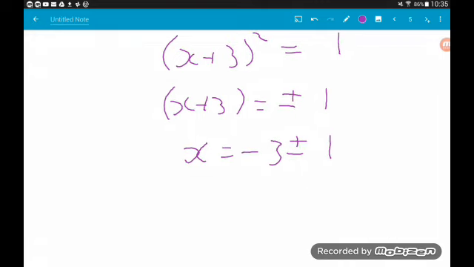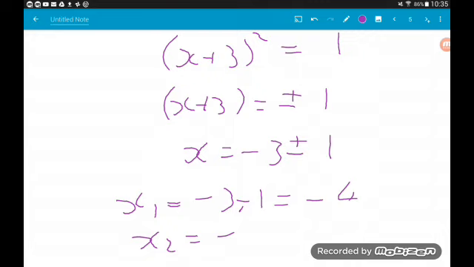So our first solution, x1, let's go minus 3 minus 1, it's going to give us minus 4, or x2 is going to be minus 3 plus 1, which is going to give us minus 2, which, as I said, we could quite easily have got that by factorising, but we're going to be practicing completing the square.